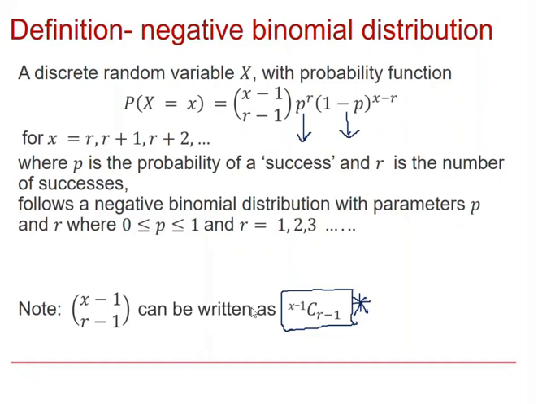And you'll notice that there are two parameters involved with the negative binomial distribution. We have p, the probability of a success, and r, the number of successes. And note that the first outcome possible for X is r.